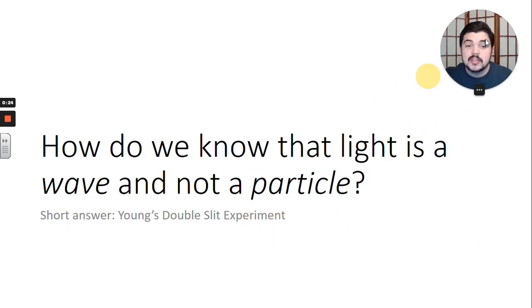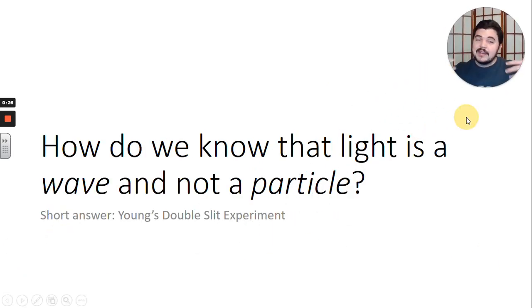So the main question we want to answer here is, I've been telling you light's a wave. How do we know that light is a wave? Have you ever seen electric fields go up and down like that? And I haven't. So how do we actually know that it's a wave and not just a particle, a beam of light particles bouncing into your eye, and that's what sight is? How do we know? The answer is Young's double slit experiment.